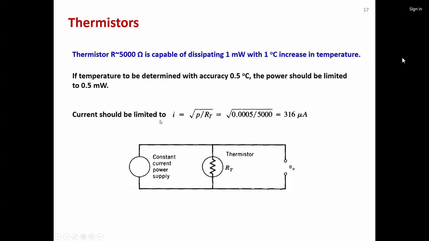Right? So the current you can find as the square root of power divided by resistance, because I square R will give you the power. So you take the square root of power over resistance, and you say that you have to operate at something like 316 microwatt.